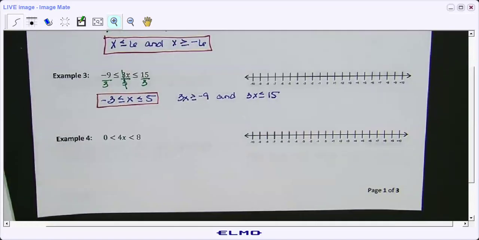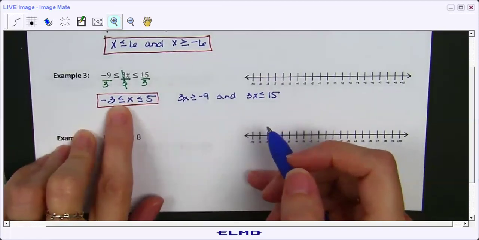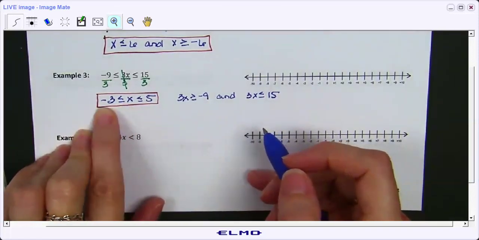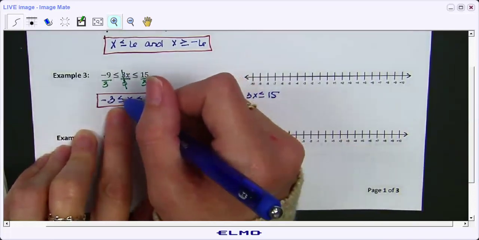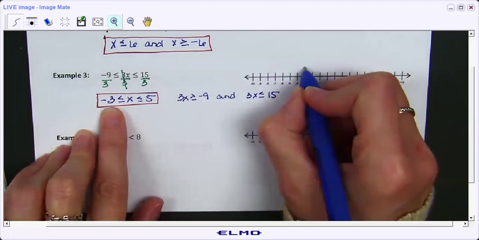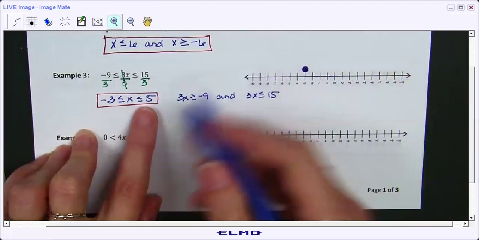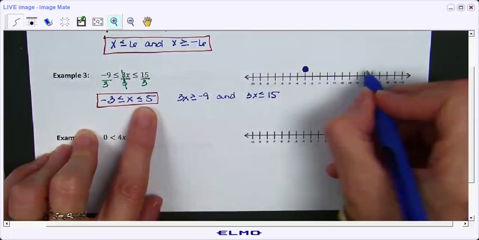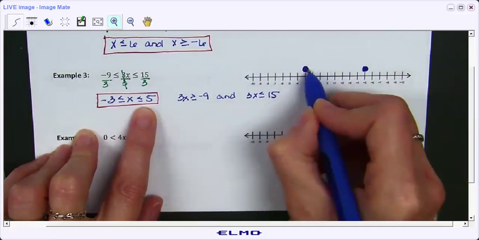Now we're gonna graph this. So since x is greater than or equal to -3, and I'm reading it from the x, I'm gonna have a closed circle above -3. And x is less than or equal to 5, I'm going to have a closed circle above 5, and then I will connect them.